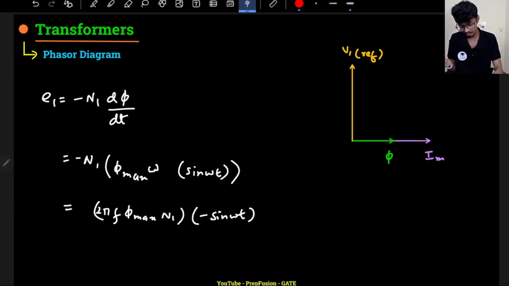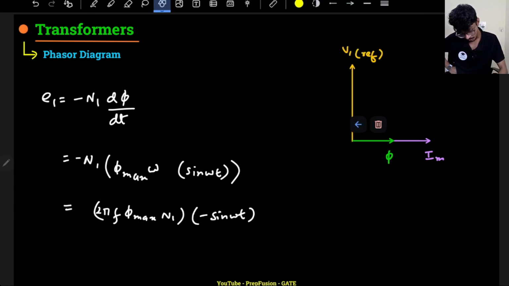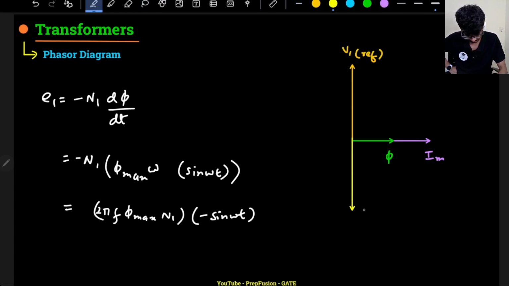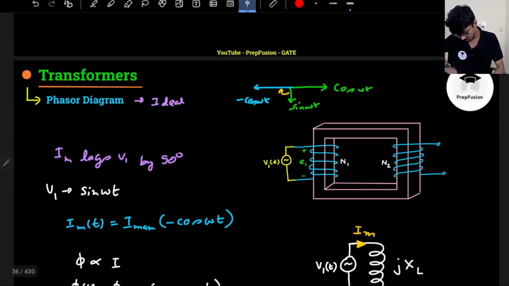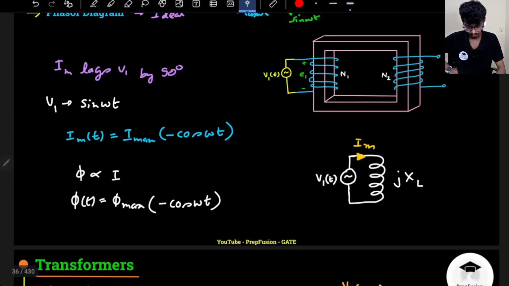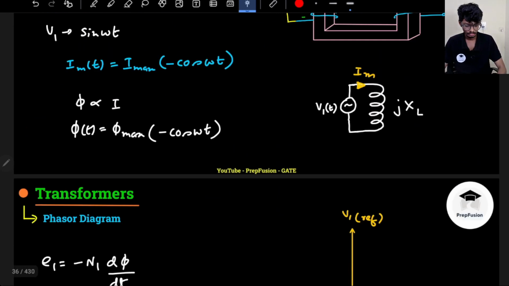If it is minus of sine omega t, and I assume my V1 to be the reference here, then my E1 will be somewhere here. Now don't get confused, please. I know you will be confused with one thing. This is my induced EMF E1. You will say, sir, you are telling that E1 is just in phase opposition with V1, but here we have to satisfy KVL. KVL means that V1 and E1 will be the same. Why are they not the same?